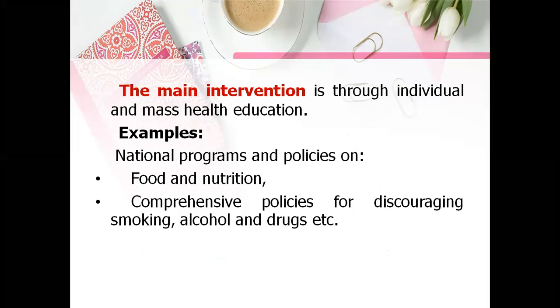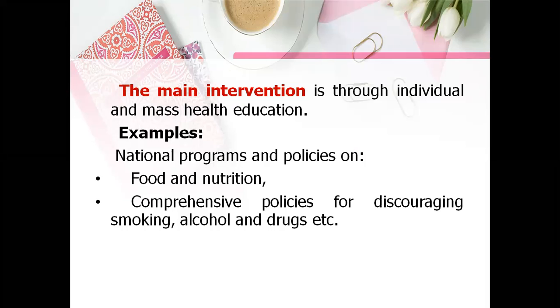So the main intervention here in the primordial model is mass health education, because our main concern is the general population. We want everyone, because we are not considering only individuals who are at risk. We are taking all individuals who have a chance of developing that disease. So whenever we go for intervention, we are focusing on the mass.